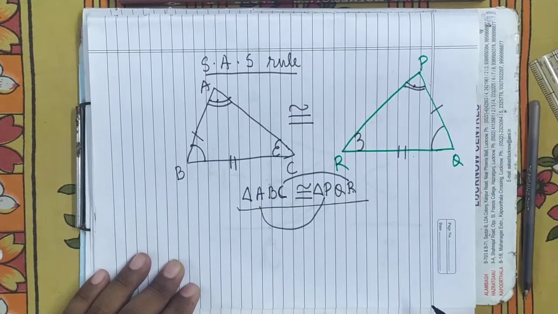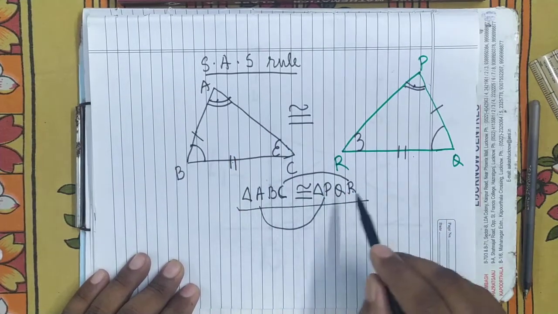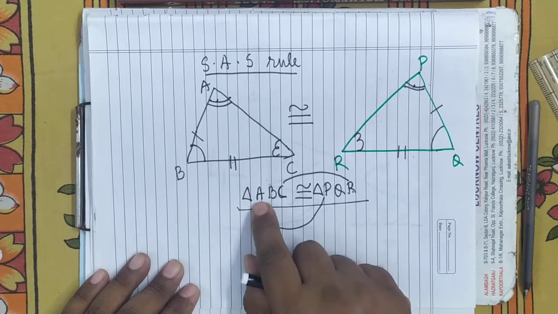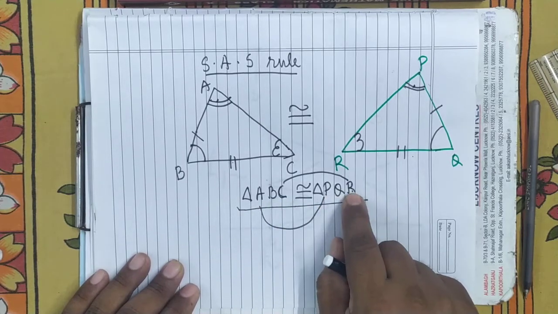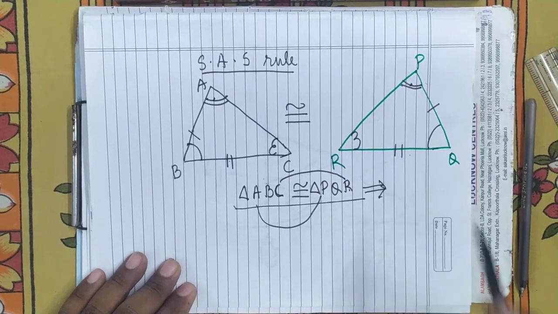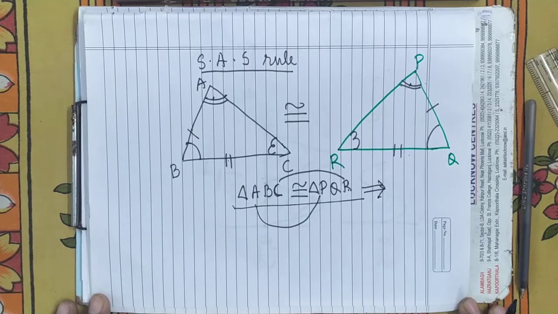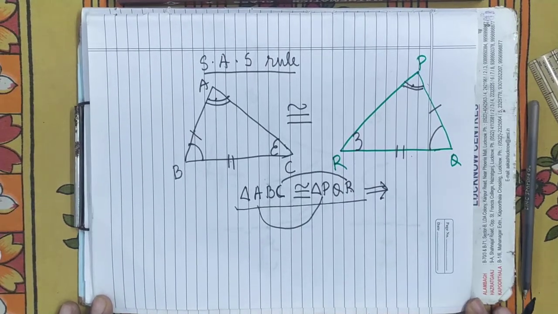Now, if you see the sides, which is the third side here? AC. Here the third side will be what? PR. You can see AC here, PR. So, if you write it in the standard way, then you can easily locate the corresponding parts.